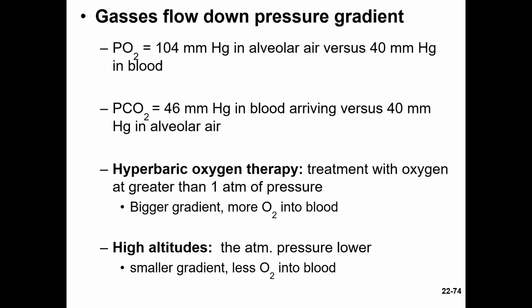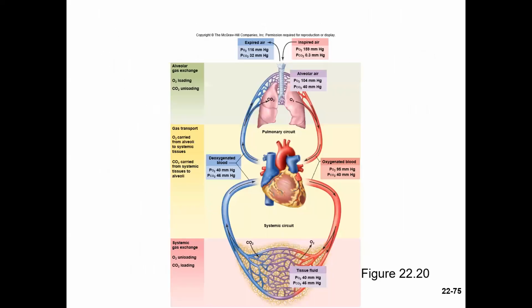Hyperbaric oxygen therapy is the treatment with oxygen at greater than 1 atmosphere pressure. There's a bigger gradient, so more O2 gets delivered to the blood. At high altitudes, the pressure is lower. Like I said, the pressure gradient is less for oxygen, so it's a smaller gradient and there's less oxygen into the blood.